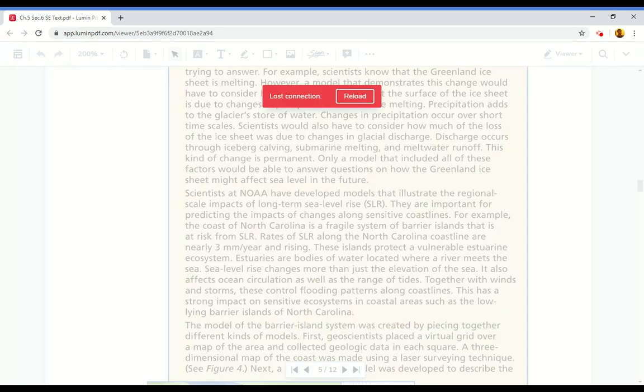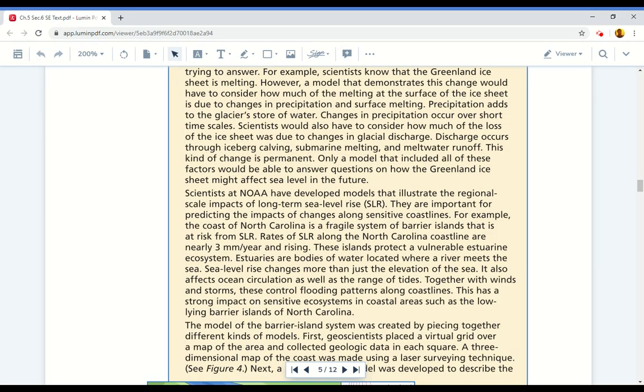Discharge occurs through iceberg calving, submarine melting, and meltwater runoff. This kind of change is permanent. Only a model that included all of these factors would be able to answer questions on how the Greenland ice sheet might affect sea level in the future.